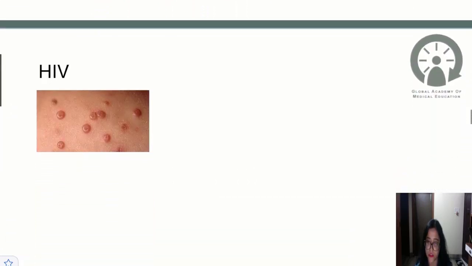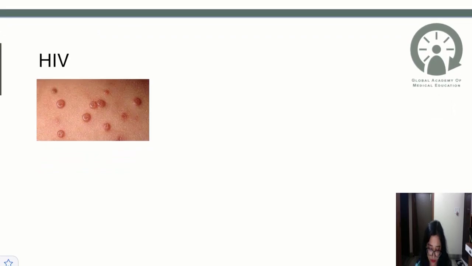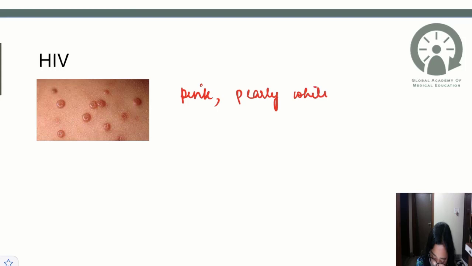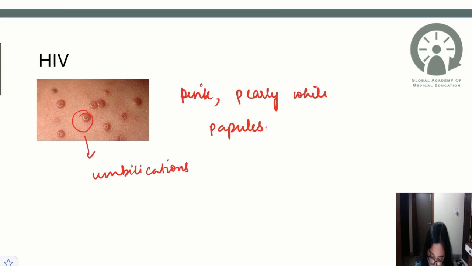So this is again a question on HIV. There were a lot of questions on HIV. Here we see that the patient presented with multiple pink or pearly white papules, and you see in the center there is some umbilication. So this is most likely a case of molluscum contagiosum. Exact question I am unaware of, but if this had been the image, then it is a case of molluscum contagiosum.